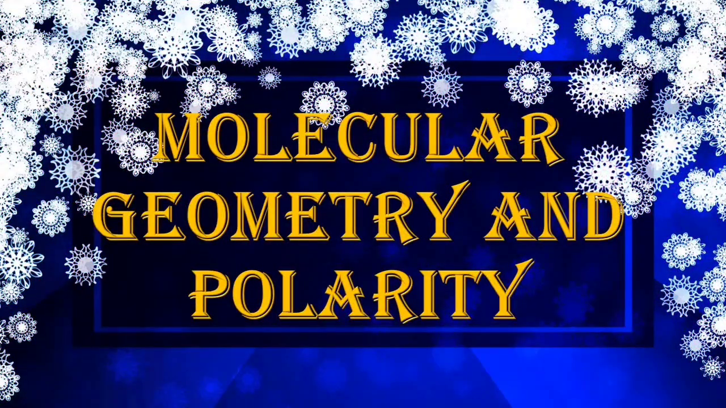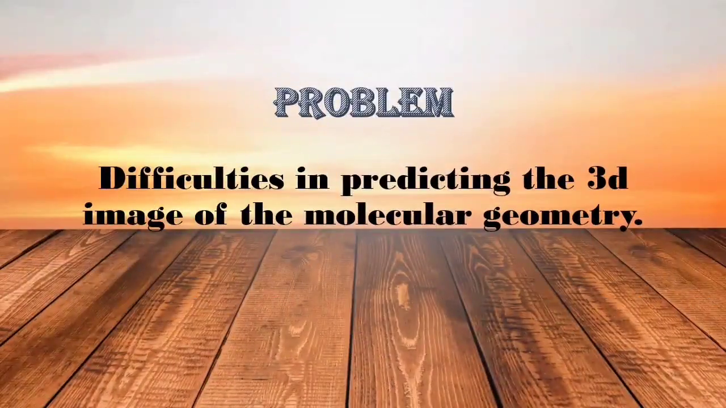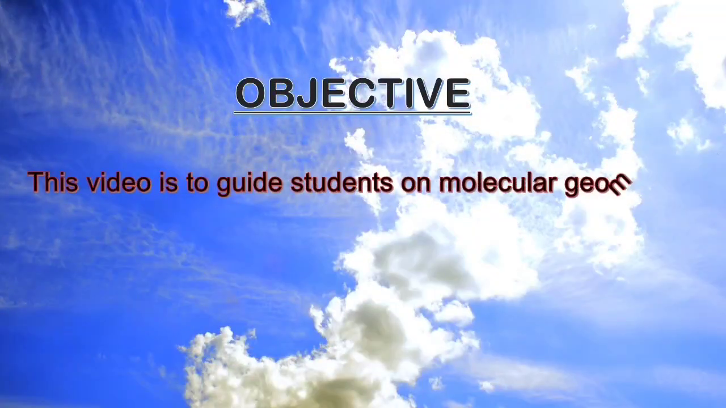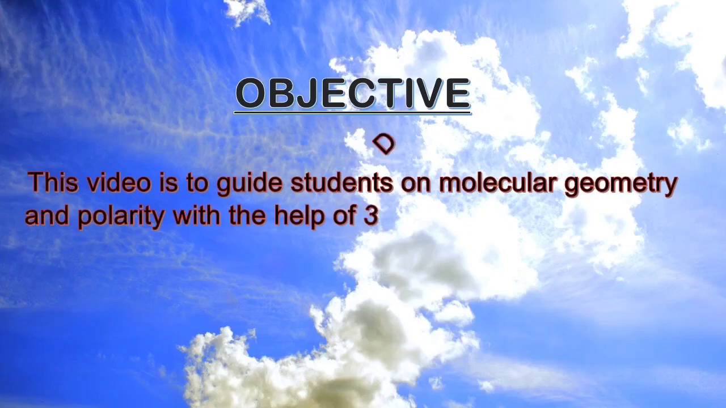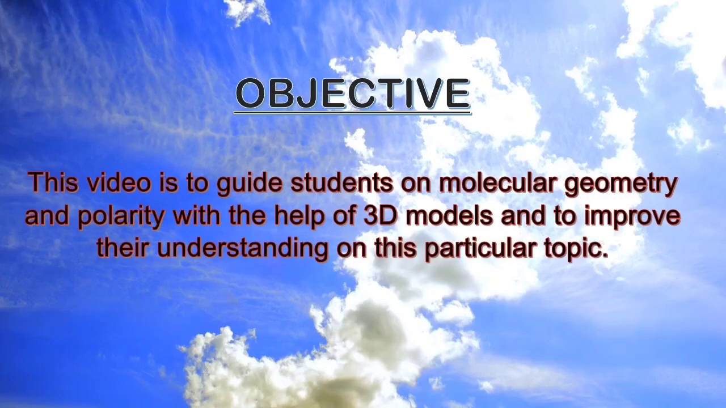Molecular geometry and polarity. Problem. The problem is difficulties in predicting the 3D image of the molecular geometry. The objective of this video is to guide students on molecular geometry and polarity with the help of 3D models and to improve their understanding on this particular topic.